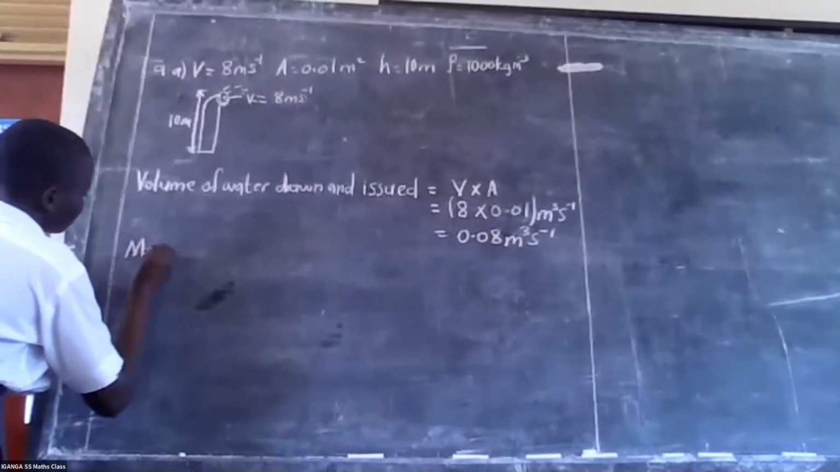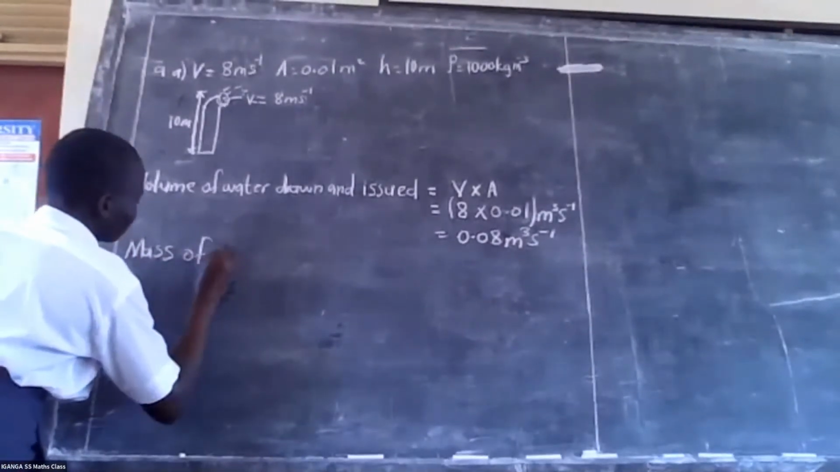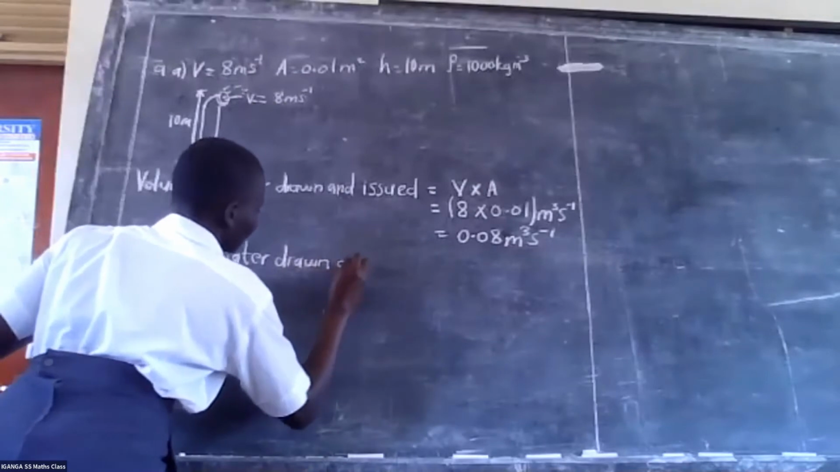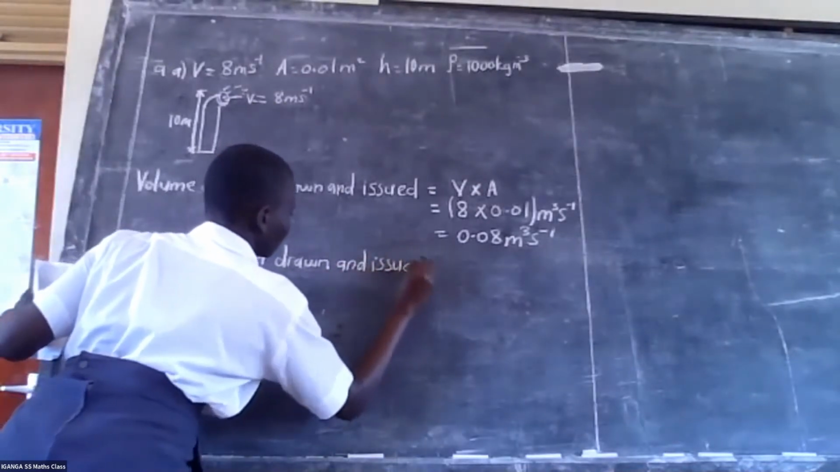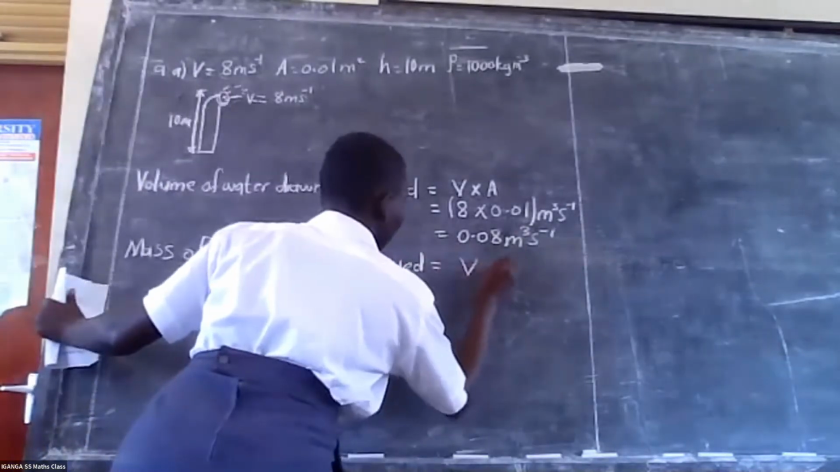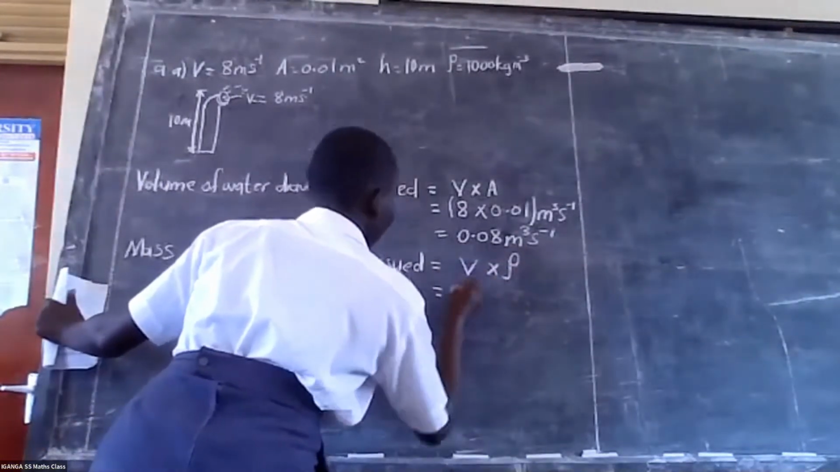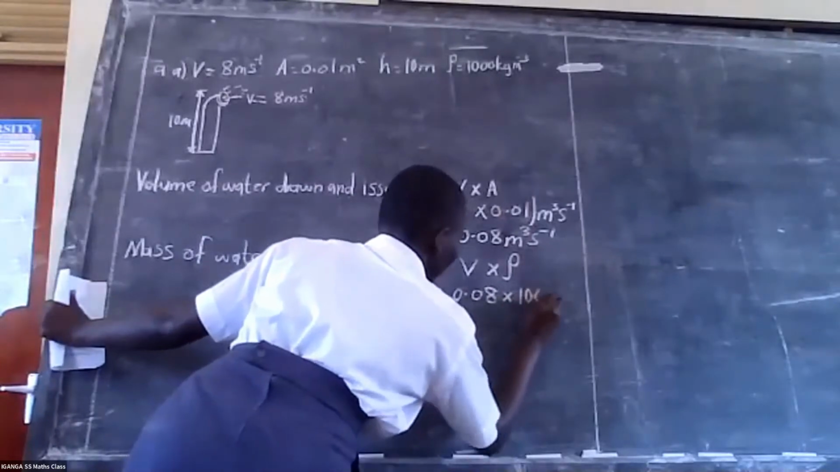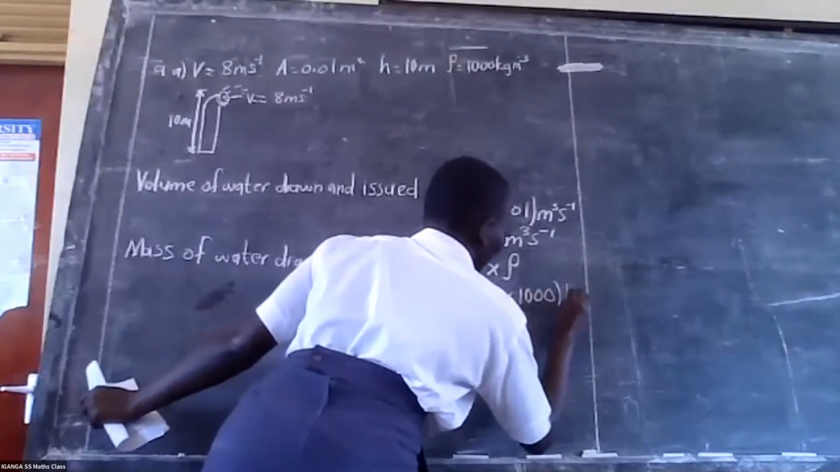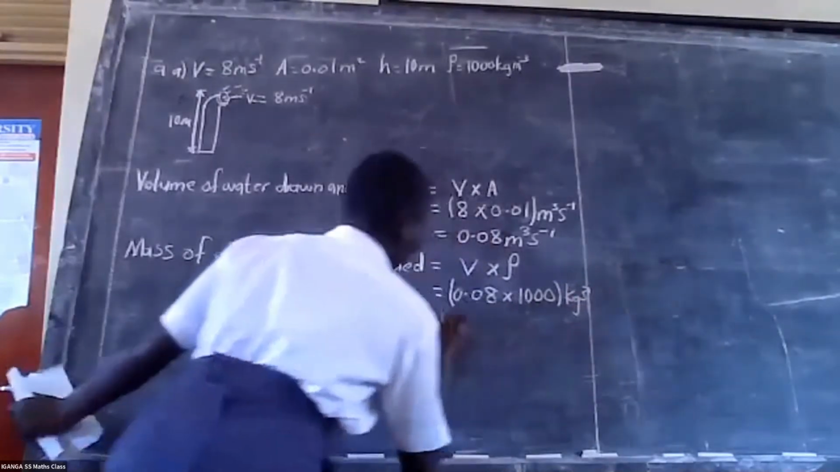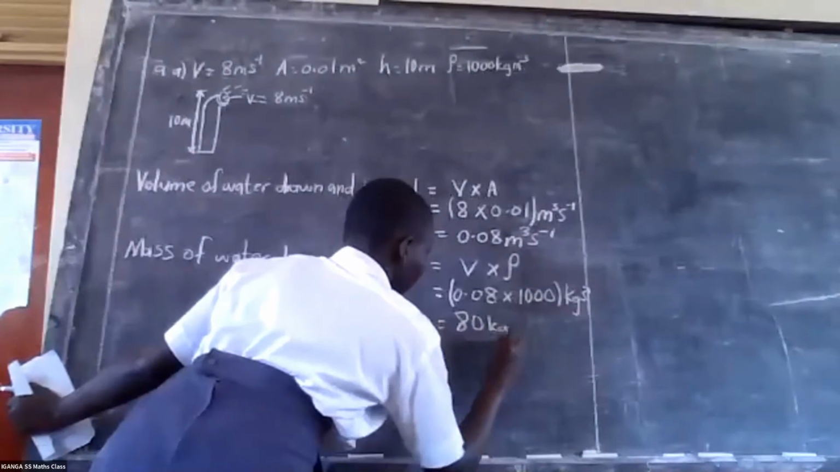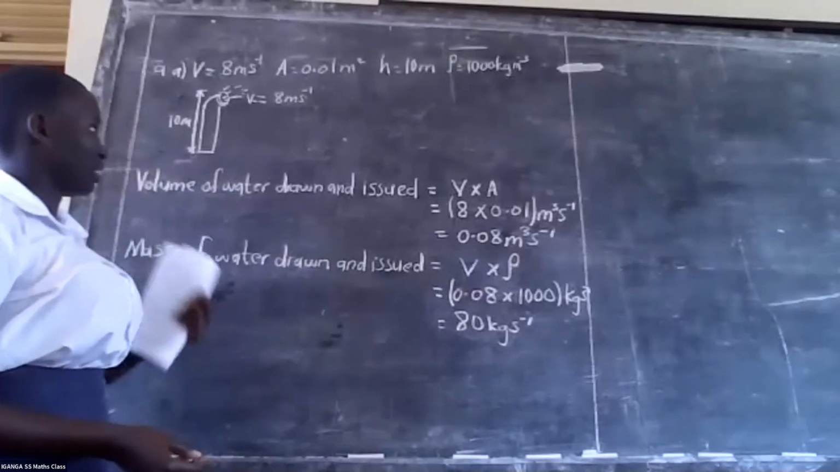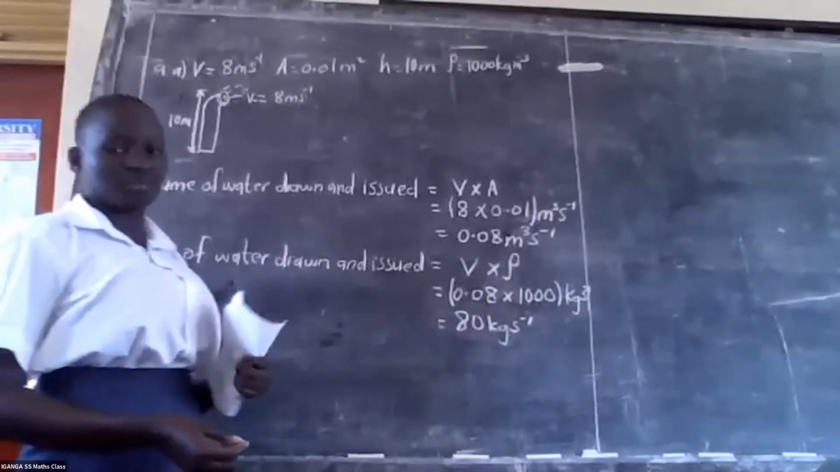So the mass of water drawn and issued is equal to the volume we have got times the density of water. Our volume is 0.08 times our density, which is 1,000, and the unit is kilograms per second. This will give us 80 kilograms per second. So now we have the mass that we're going to use to get the potential energy gained by the water per second, and also the kinetic energy gained by the water per second.